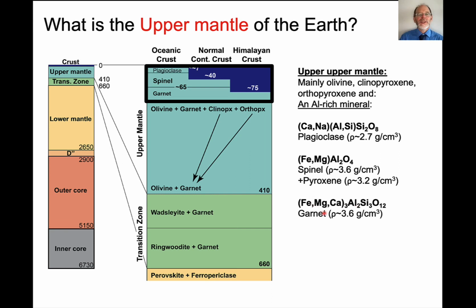And exactly what you see depends also on what kind of crust is present. So oceanic crust is only about 7 kilometers thick, so it's conceivable that plagioclase is the stable aluminum phase. Normal continental crust is 40 kilometers thick, so at that level, we would expect spinel to be the stable aluminous phase. And under really deep crust like the Himalayan crust or the Andes, we might expect garnet to be the stable phase.